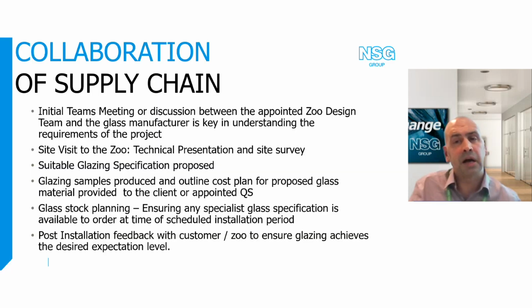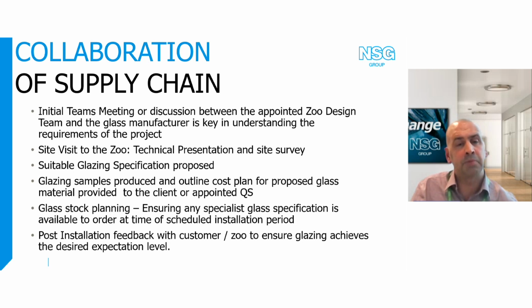So the final slide simply highlights the key collaboration of the supply chain from design concept to installation, starting with a Teams call with the design team at Chester to better understand the outline requirements of the project. This then followed with a site visit to the zoo, where a technical presentation and site survey were carried out, and then a suitable glazing specification was drawn up and proposed. Glazing samples were produced, but also we gave an outline cost plan for the proposed glass material to the appointed QS, which was helpful in making sure that everything was to budget.